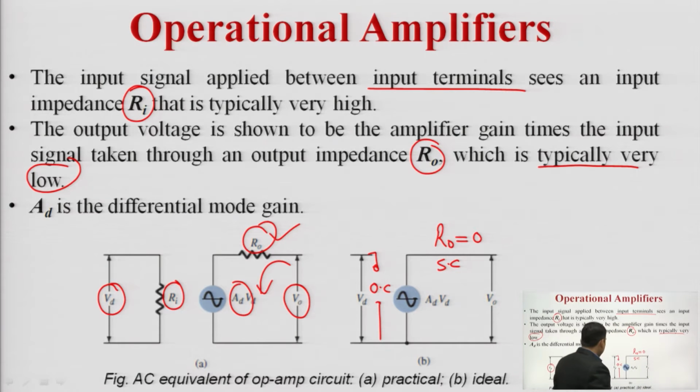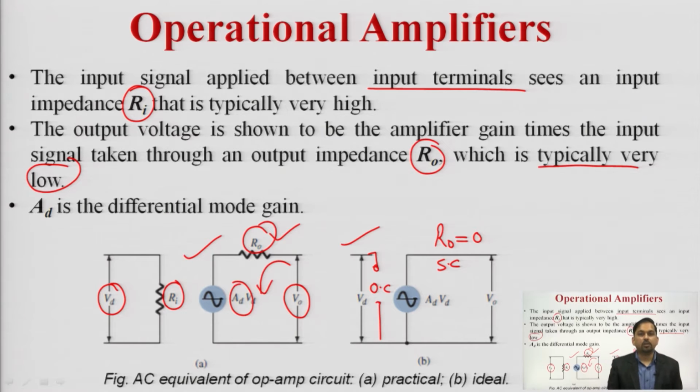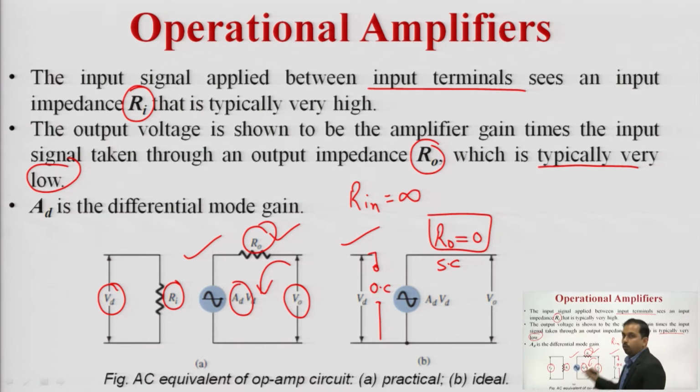So, this is the equivalent circuit for the practical op amp, and this is the equivalent circuit for the ideal op amp, meaning when R in is infinite and R naught is 0, and Ad is also very high, which is called the differential gain of the op amp.